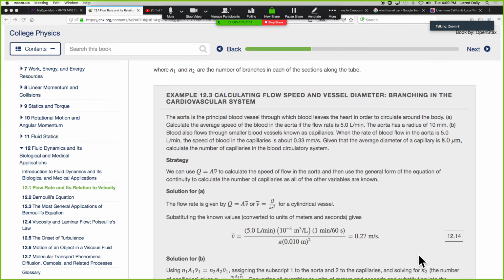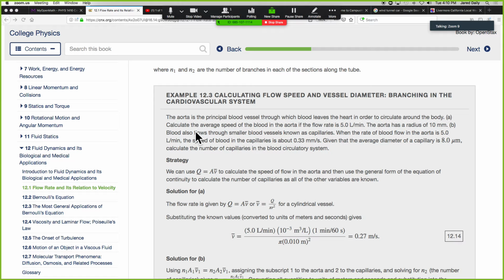So this is actually pretty interesting. The blood flow in your body, you have your veins and your arteries. Your main veins and arteries are quite big, like centimeters kind of big. So the aorta, which is one of the biggest, has a 1 centimeter radius or a 10 millimeter radius. And you have a blood flow at 5 liters per minute. So that's your Q right there, 5 liters per minute. And this is your radius for your aorta.